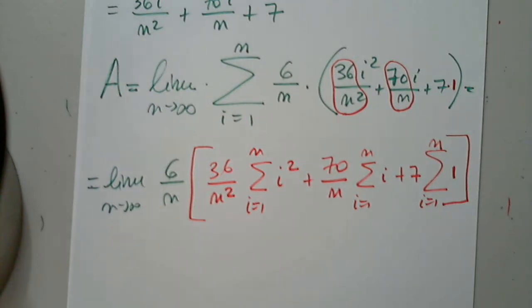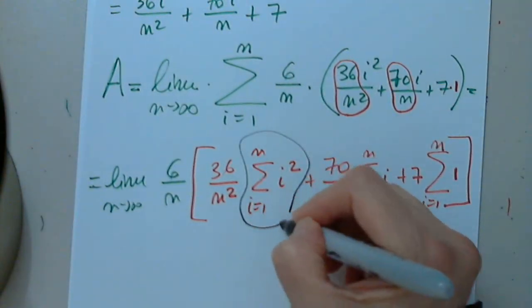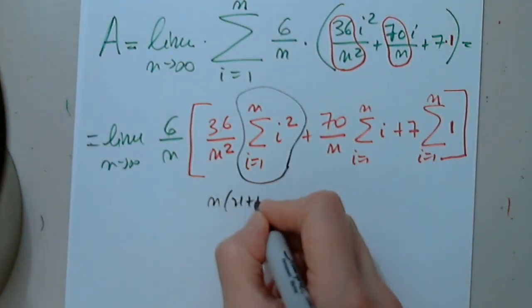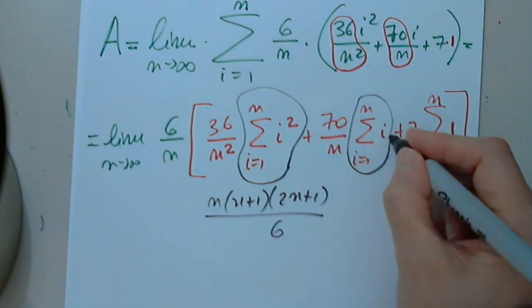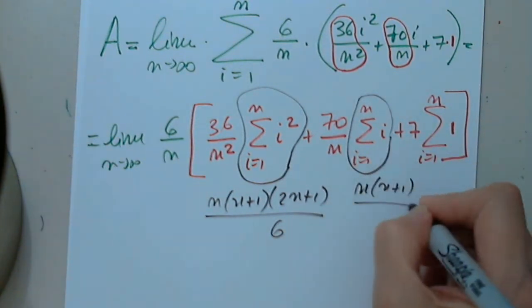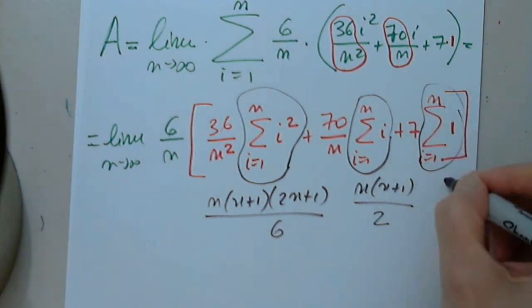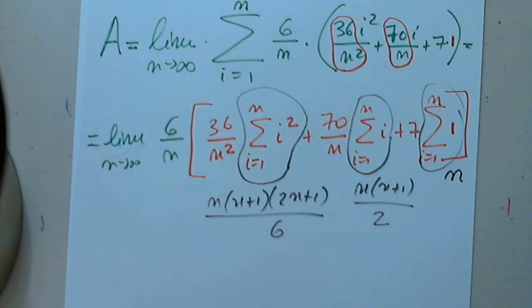So all these will be replaced. This will be replaced by n times n plus 1 times 2n plus 1 over 6. This will be replaced by n times n plus 1 over 2. And this will be replaced by n. And then everything reduces to finding a limit. But I still have calculations to make to work on. But let's stop again for a moment and see if this is clear or there are questions.